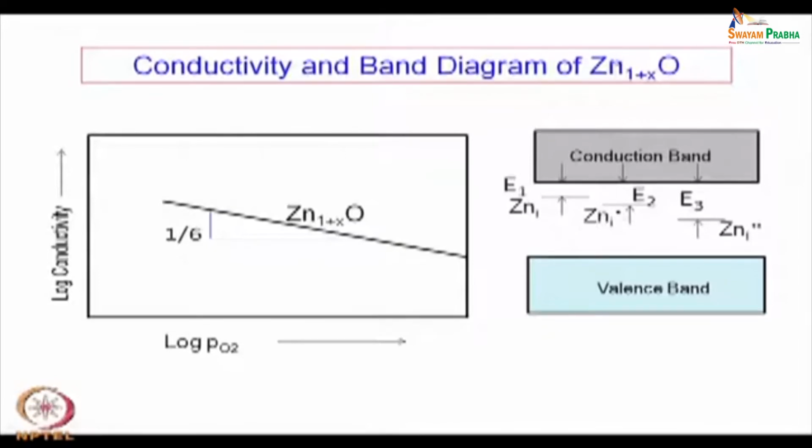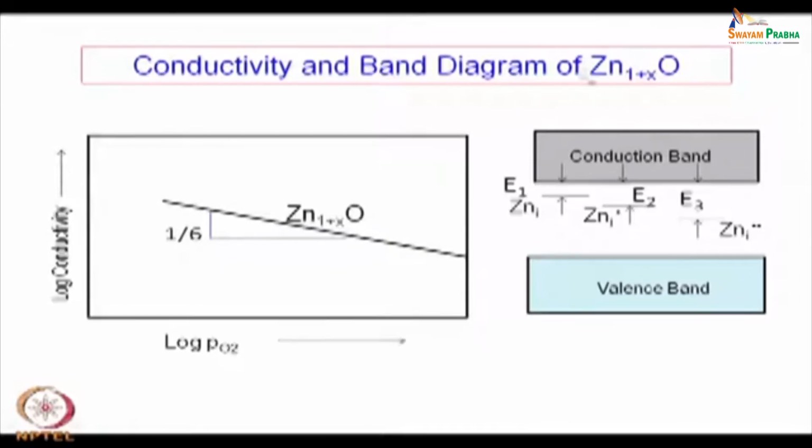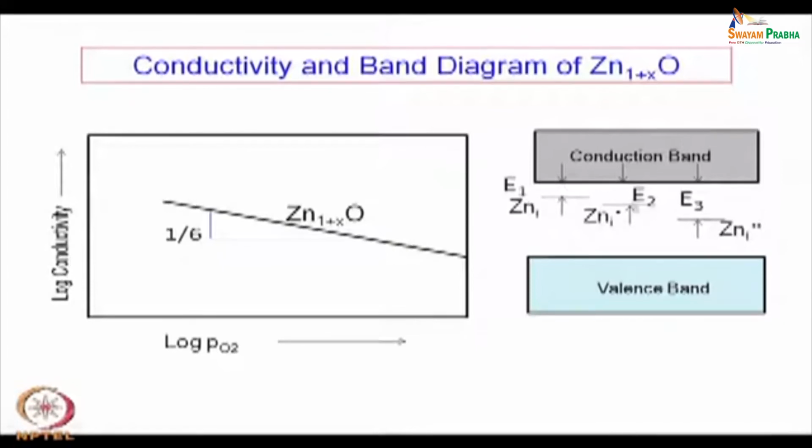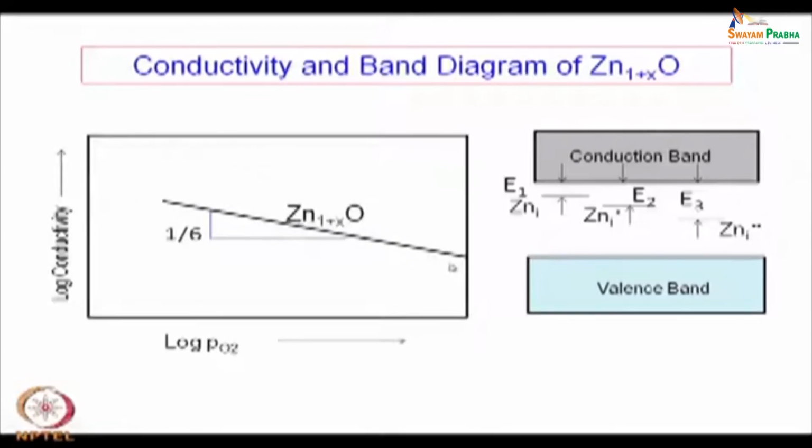Now, in this case zinc is divalent. So, there are 3 energy levels possible. One is the neutral level, and there is the singly charged level, and there is the doubly charged level. So, E1, E2, E3, E3 will be higher than E2 than E1, and they will act as donor levels. These point defects will act as donor levels, and the overall conductivity will be an n type conductor.